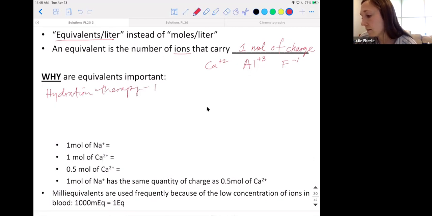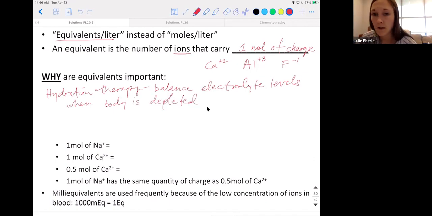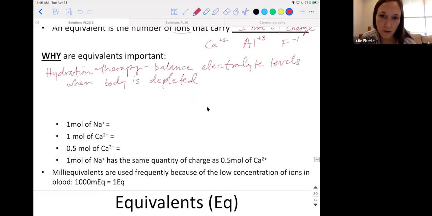So this can balance electrolyte levels when the body is depleted. But there are ways to prevent it if we would just have proper sewage in countries like this, okay? So anyways, hydration therapy, you can look it up. But that's why you would drink Gatorade or something like that after you're sick, to replenish the electrolyte levels. Hunter says, I used to drink half a bottle of that after each match to get ready for the next one. It's a real deal.